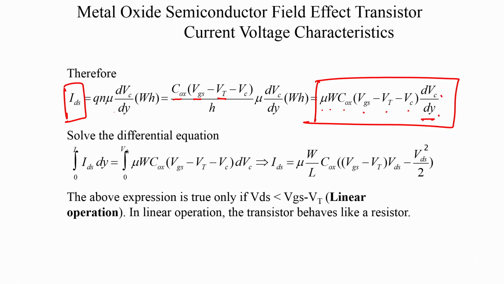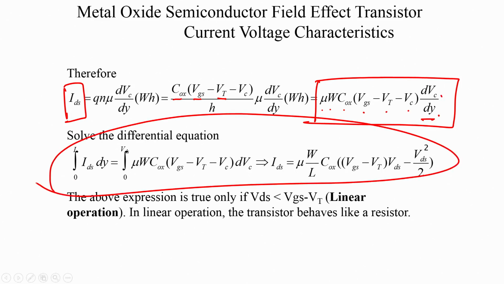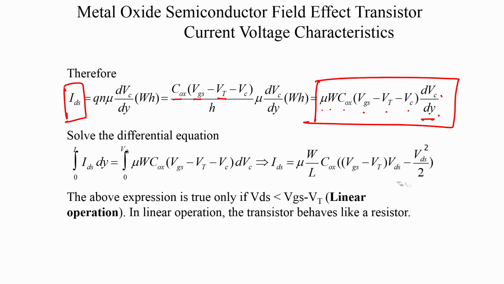So, you take dy to the other side and you solve this differential equation. Okay. So, you integrate y from 0 to L. This is not clear, but this is L. As you integrate from 0 to L, what are we doing? We are moving from the source to the drain, and therefore, Vc will vary from 0 to Vds.